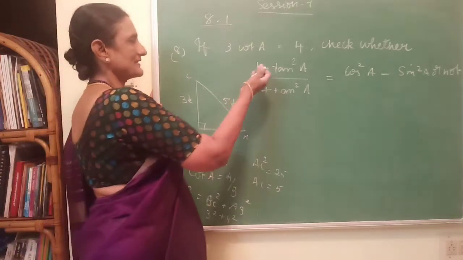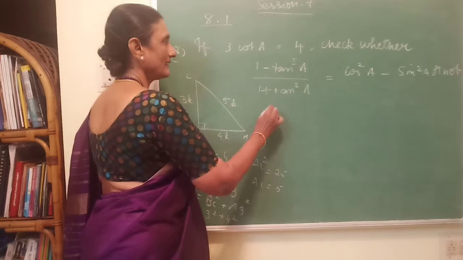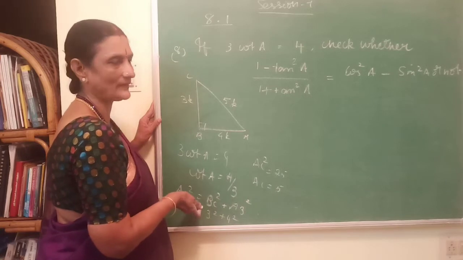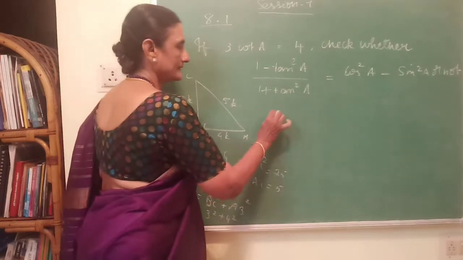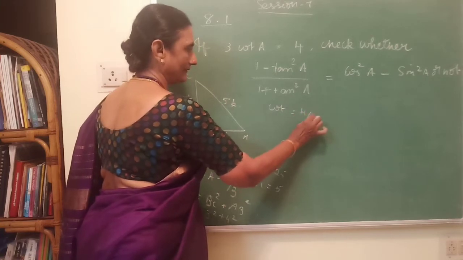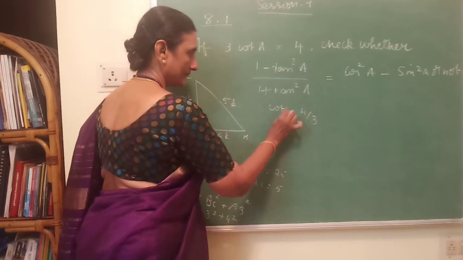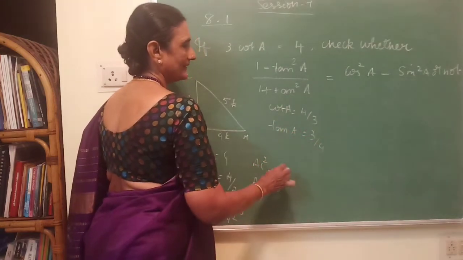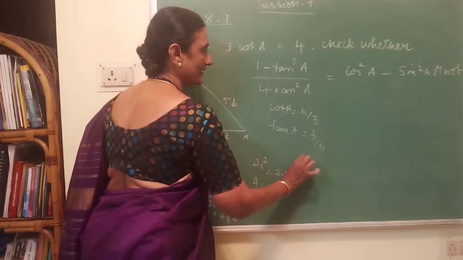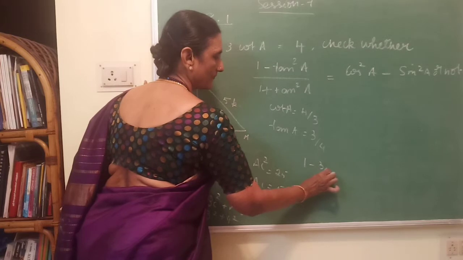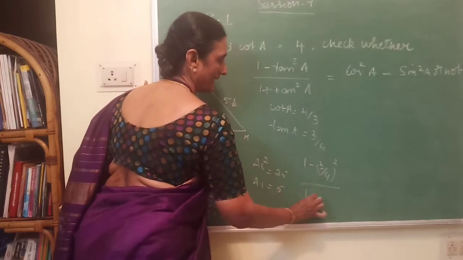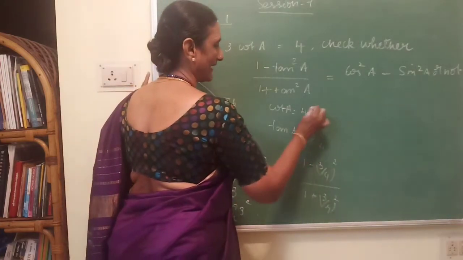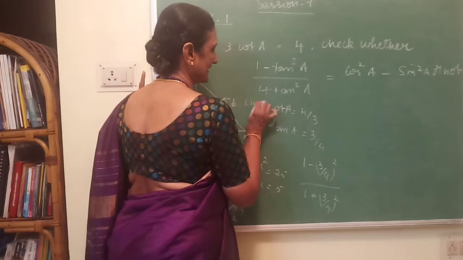So, 1 minus tan square A is, here cot A I have got to be 4 by 3. Therefore, obviously tan A has to be 3 by 4. So, cot A is equal to 4 by 3 means tan A is equal to reciprocal of this, 3 by 4. Therefore, the LHS value is 1 minus 3 by 4 the whole square divided by 1 plus 3 by 4 the whole square, which can be simplified as, I'll write down LHS here.